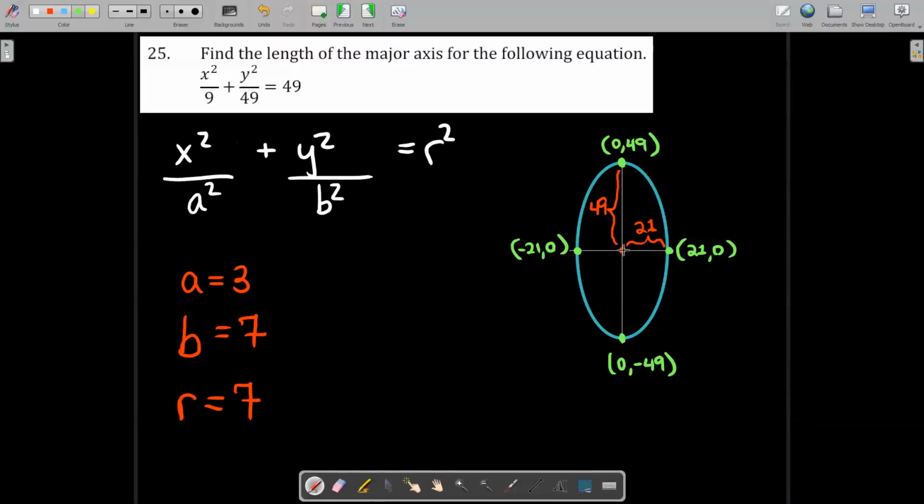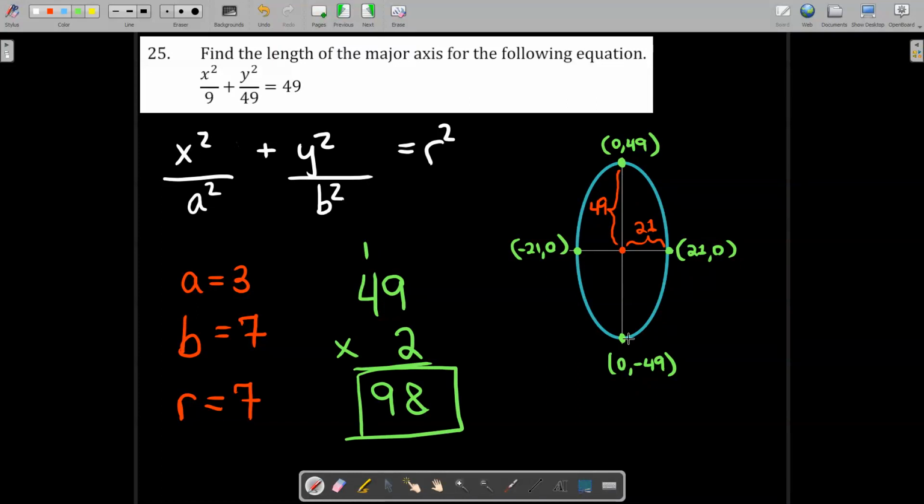If the distance between the center and the top is 49, and the distance between the center and the bottom is also 49, then that means that we're just going to do 49 times 2. 49 times 2, and that will give us the total length of the axis. So 98 units. 98 units from top to bottom. That is the length of the major axis. And that's how you do number 25.